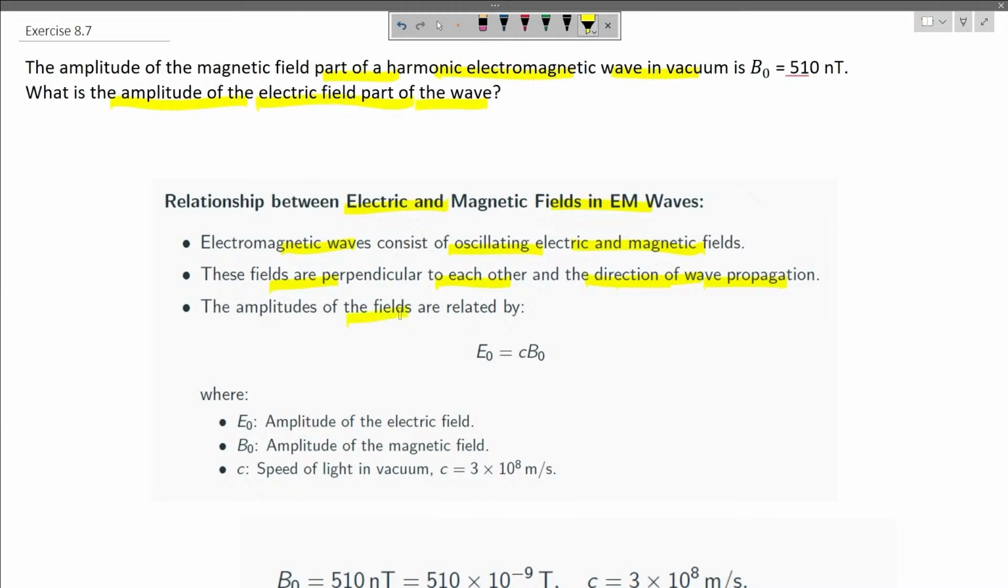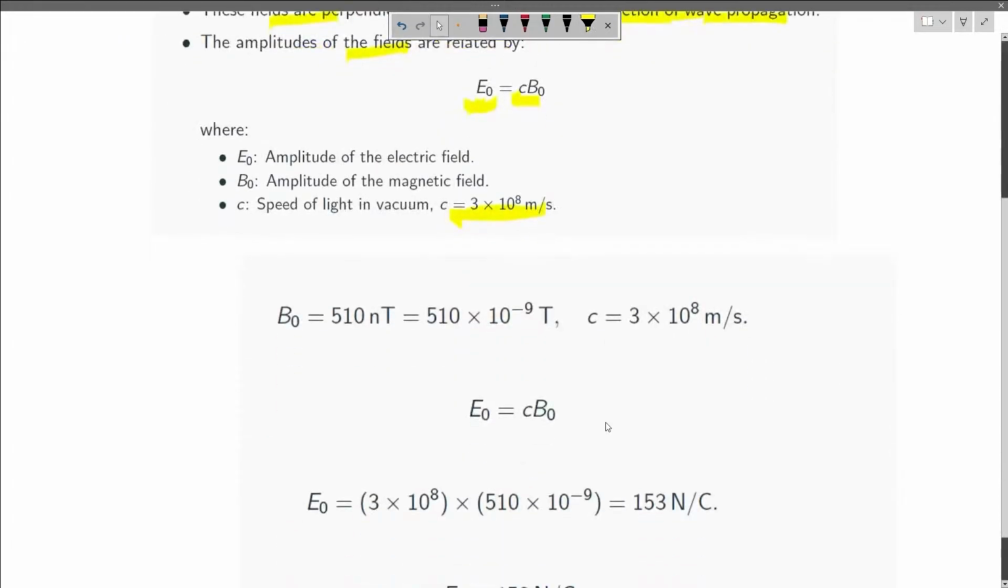they are also perpendicular to the direction of the wave propagation. And the amplitudes of the fields are related by E naught equals C B naught, that is, the electric field magnitude is equal to the speed of the electromagnetic wave times the magnitude of the magnetic field. Now here the speed of the electromagnetic wave is 3 into 10 to the power 8 meter per second. Now we have been given the value of B naught, that is the magnitude of the magnetic field. We have to find out the value of E naught.